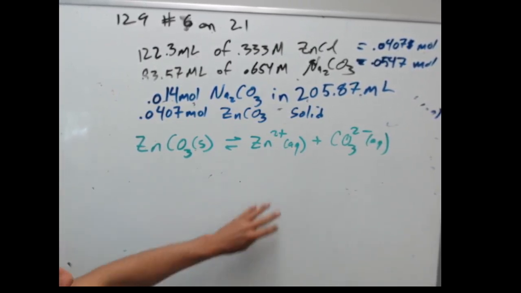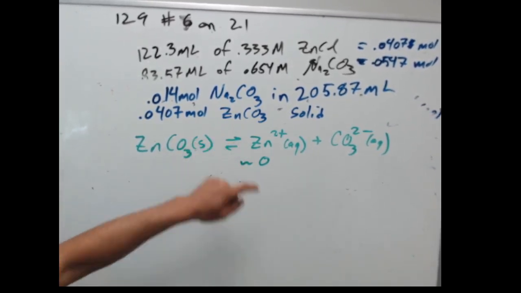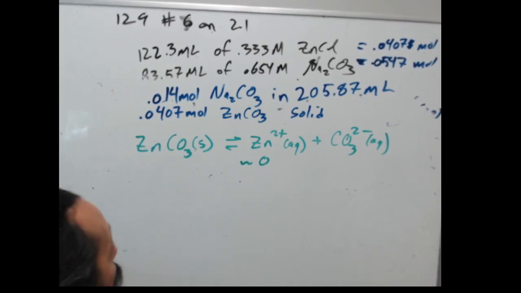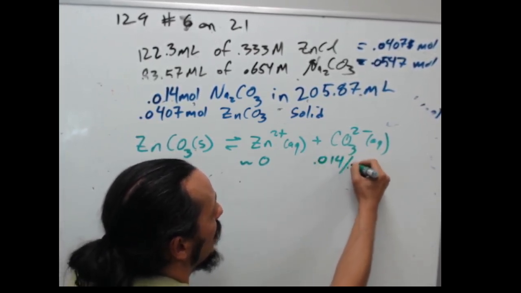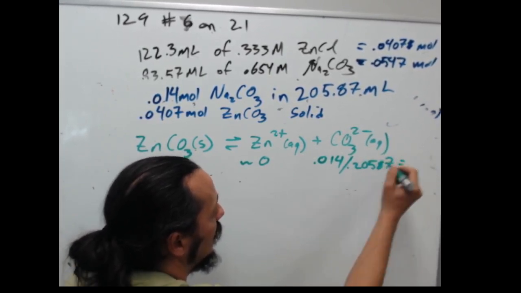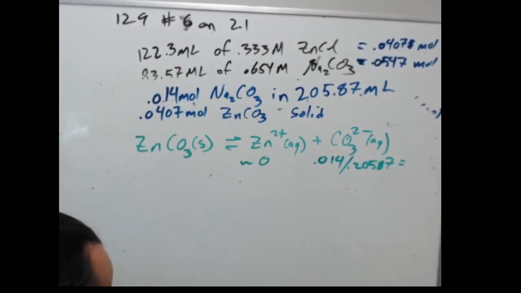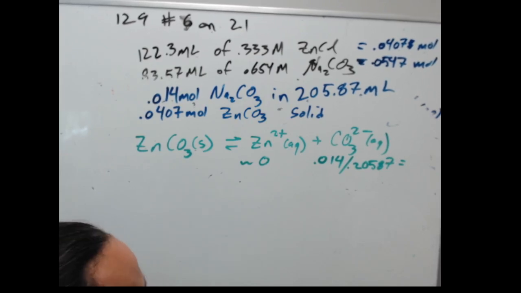Now, my zinc concentration is approximately 0. That's what we're trying to fix. My carbonate concentration is not 0. My carbonate concentration is going to be this 0.014 divided by 0.20587, right? My moles of sodium carbonate divided by the total volume. I can't wait till we switch over to millimoles for everything.